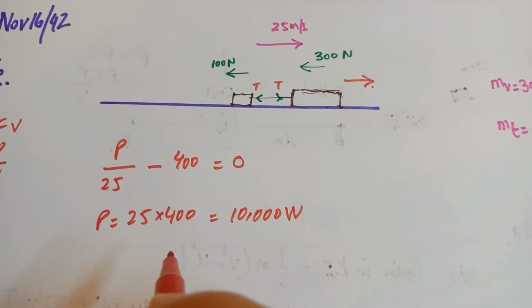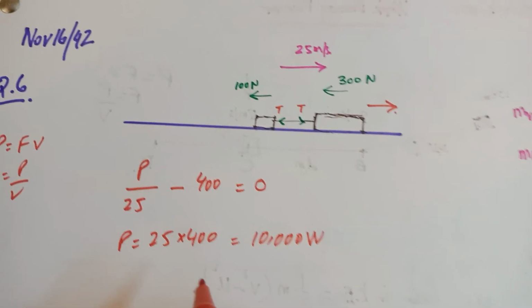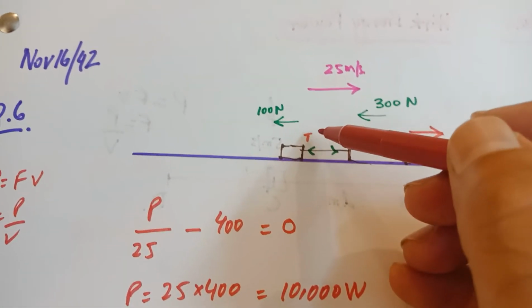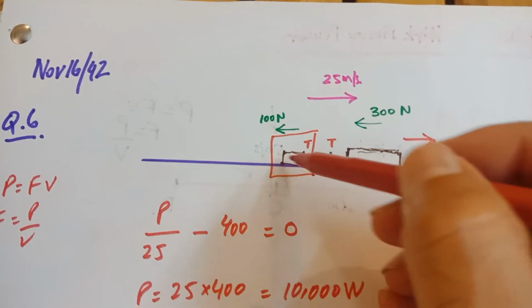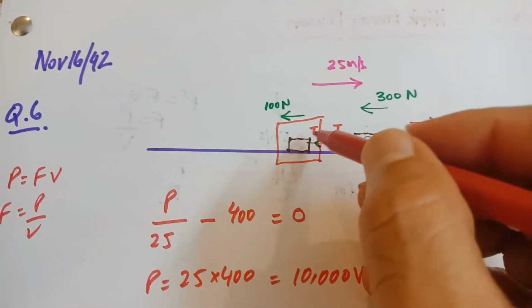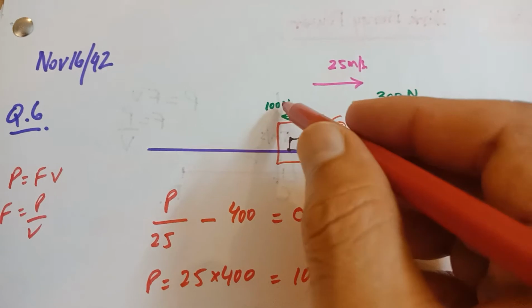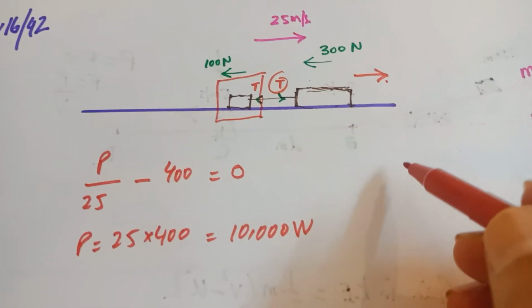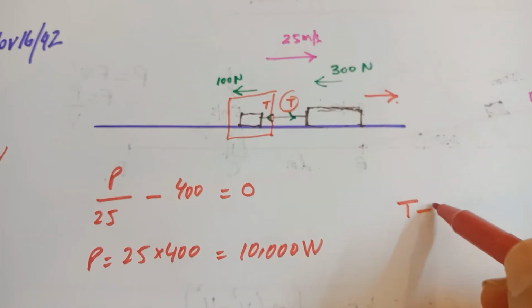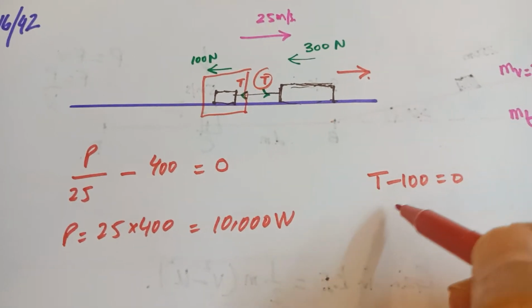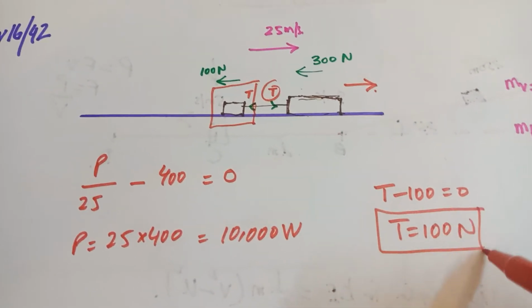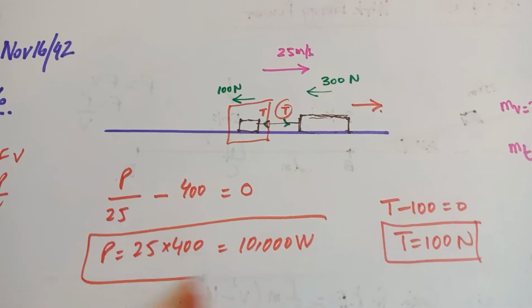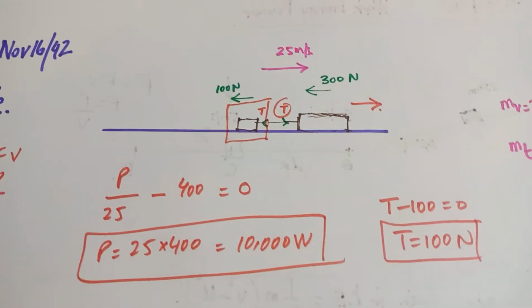Now the next part says write down the tension in the cable. For the tension in the cable, you can just focus on this part, because this trailer is also moving at a constant speed. So the forward force is this T and the backward force is 100. You can simply say that T minus 100 is equal to 0. So the tension in the cable is going to be 100 newtons. I hope you understood this. I am going to move towards the next part.